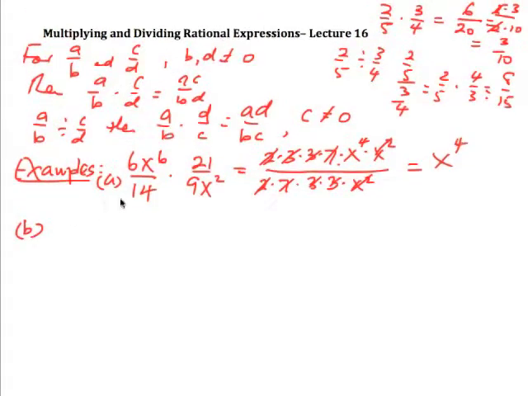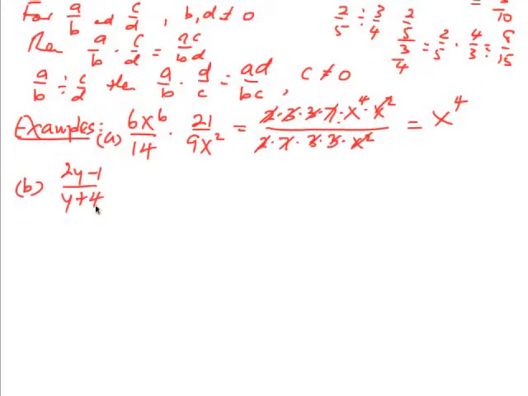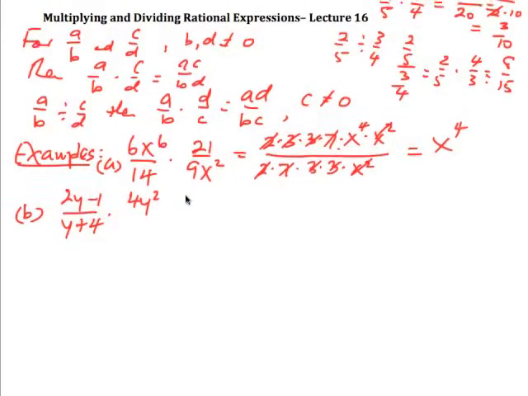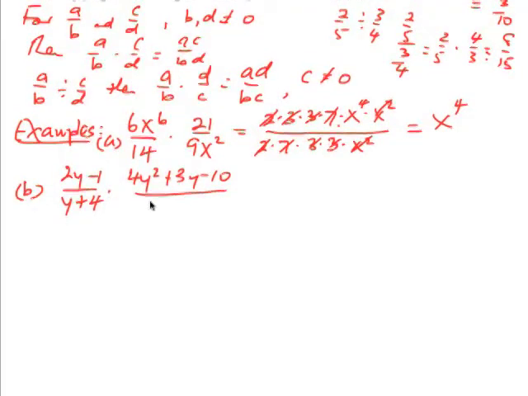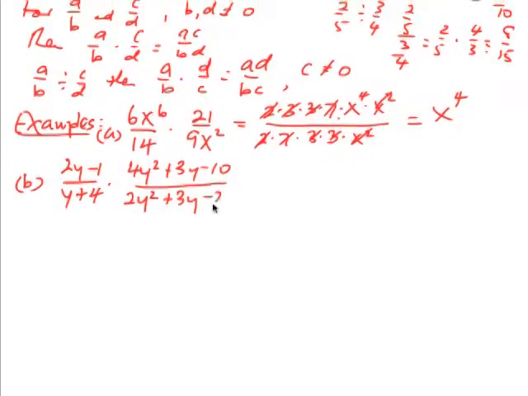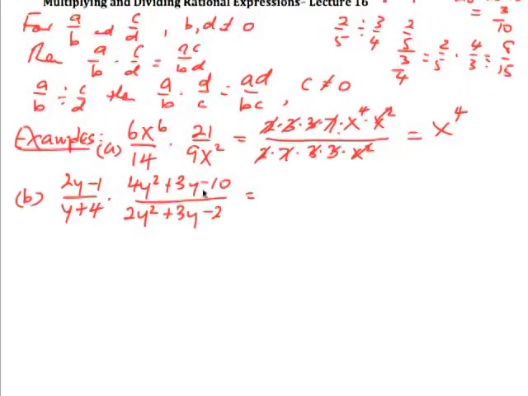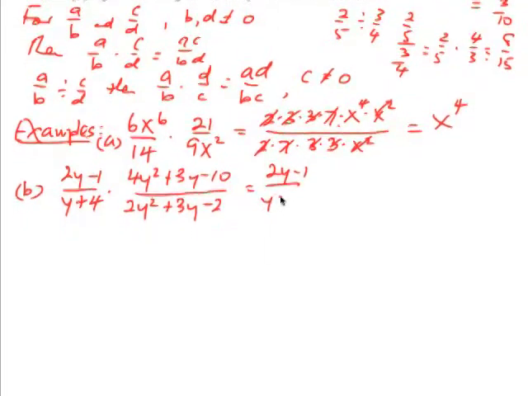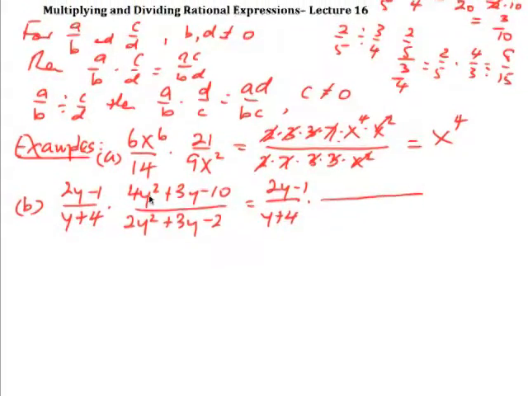Let's suppose that we have now (2y take 1) over (y plus 4) times by (4y squared plus 3y subtract 10) all over (2y squared plus 3y take 2). Now in this case here we have quadratics in the top and bottom here, so we're going to need to factor those first using our techniques. So let's keep the first ones the same. And we're going to need to now factor this one here.